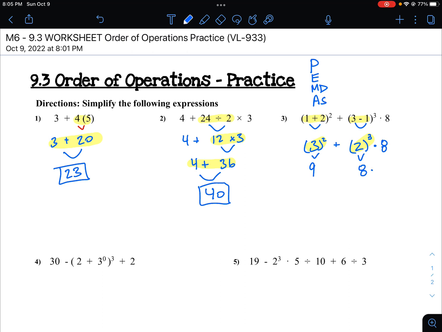Let's bring down everything else. The times, the 8, and the plus. Now I have 9 plus 8 times 8. What do I do first? Well, multiplication beats addition. So that's 64. Bring down the plus, bring down the 9. And then, that's it. 9 plus 64, that's 73.